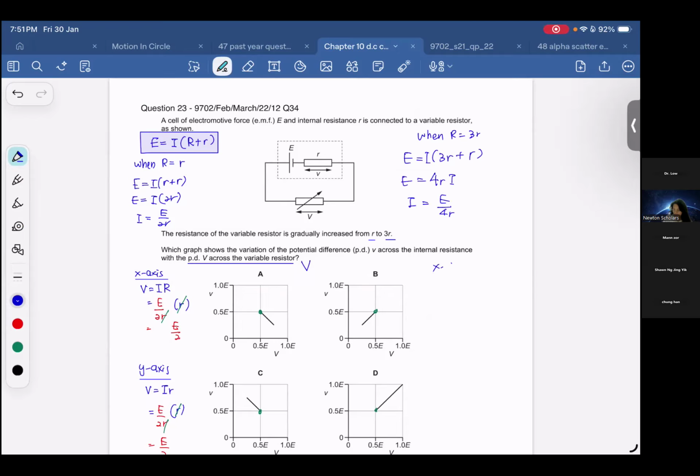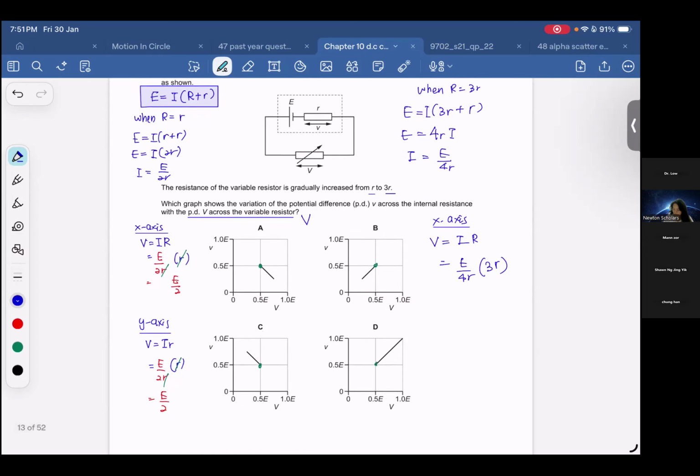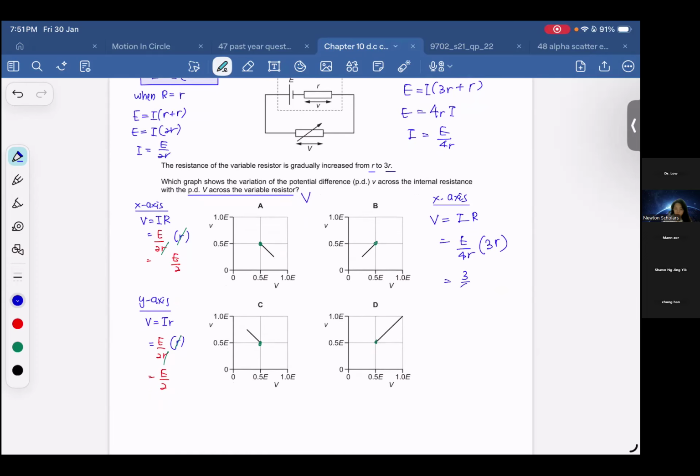So for your x-axis, V equals I times R. So E over 4R times, now the case is 3R. So we will get 3 over 4 E, which is our 0.75E.